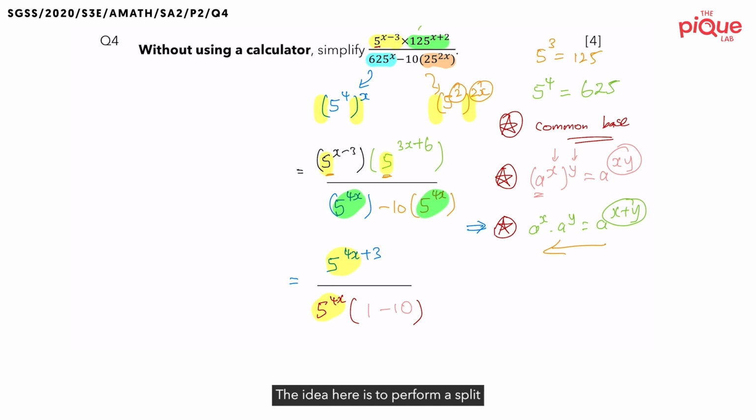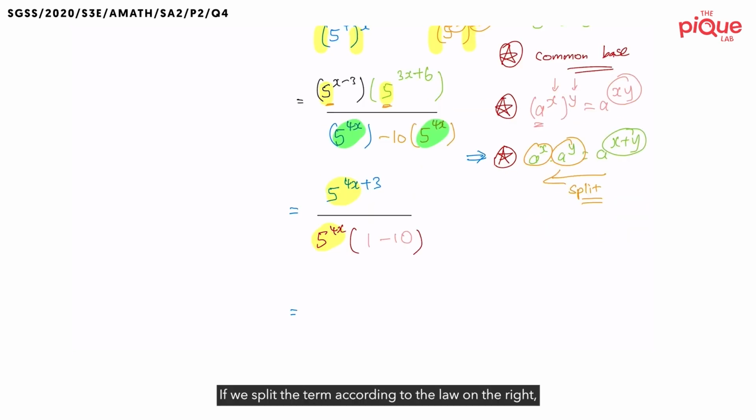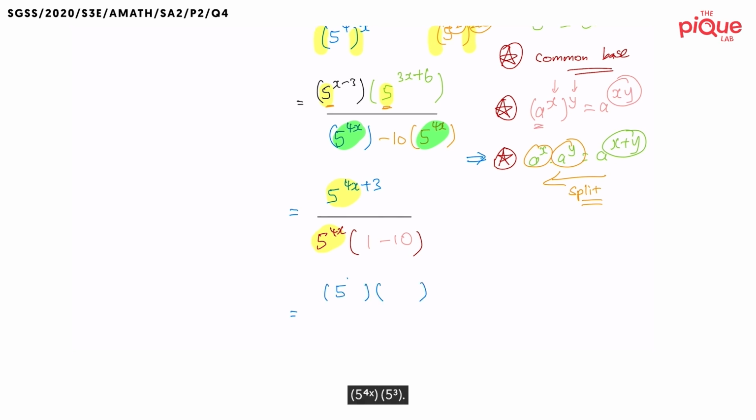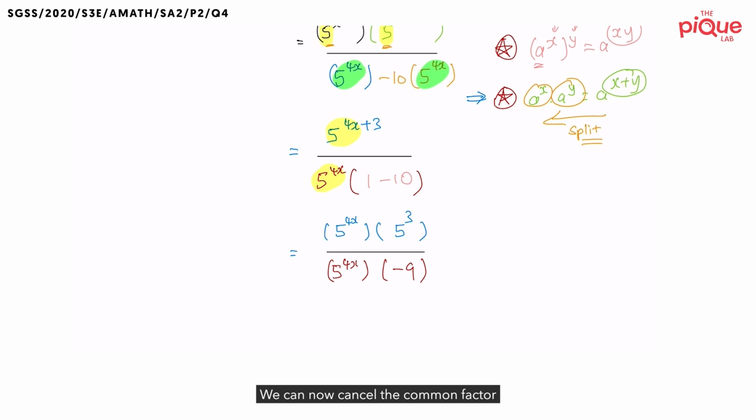The idea here is to perform a split of the expression into two different parts. So let us revisit the numerator. If we split the term according to the law on the right, we will obtain 5 to the power 4x multiplied by 5 cubed. In the denominator, we will be left with 5 to the power 4x and minus 9. We can now cancel the common factor and obtain our final answer. Since we know that 5 cubed is 125, our final answer for this question is negative 125 over 9.